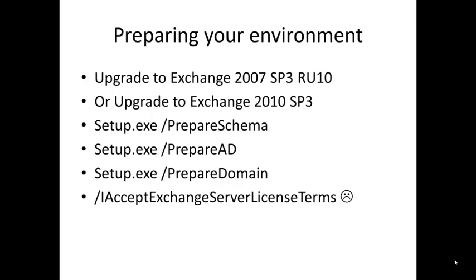So when you have everything figured out and you are ready to install, it's time to prepare your environment. And the first step, of course, is to upgrade your complete environment to Exchange 2007 Service Pack 3 RU10 or upgrade Exchange 2010 to Service Pack 3. The first step is to prepare the actual schema of Active Directory. And you can use the command line setup.exe /prepareschema. The next step is to configure the actual configuration container: /prepareAD and /preparedomain.